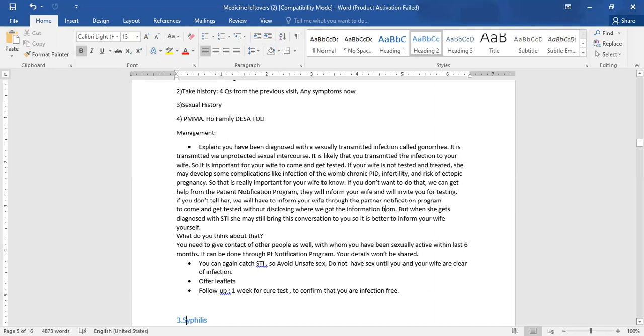You can catch STI again. So avoid unsafe sex. Do not have sex until you and your wife are clear of infection, and then open the leaflets and follow up after 1 week for the cure test. Okay.